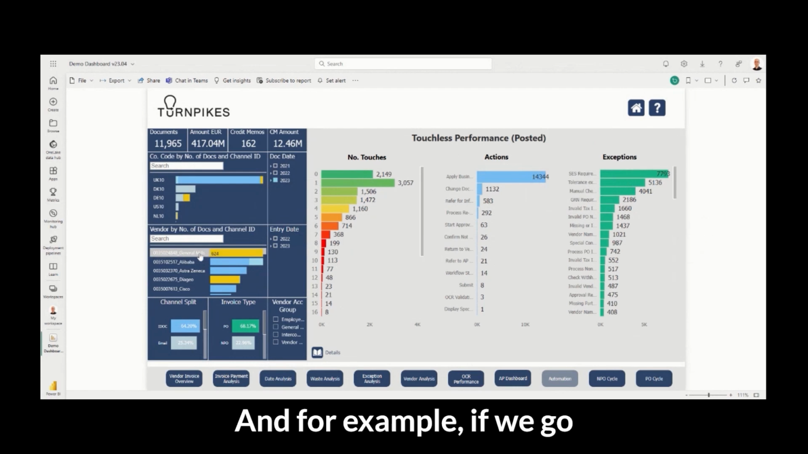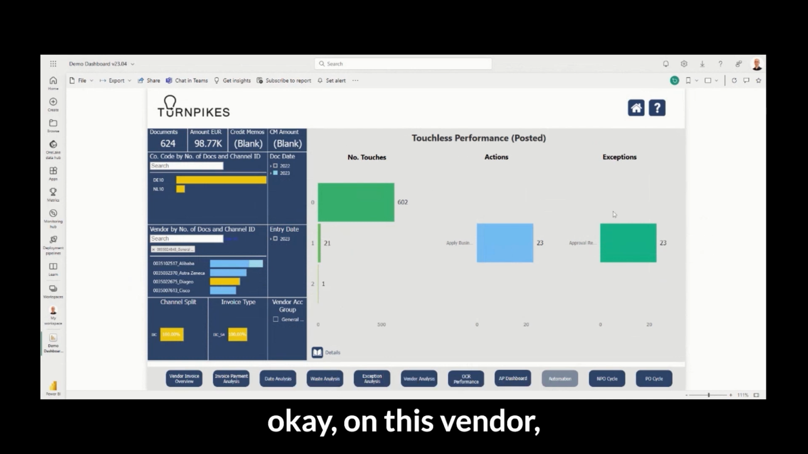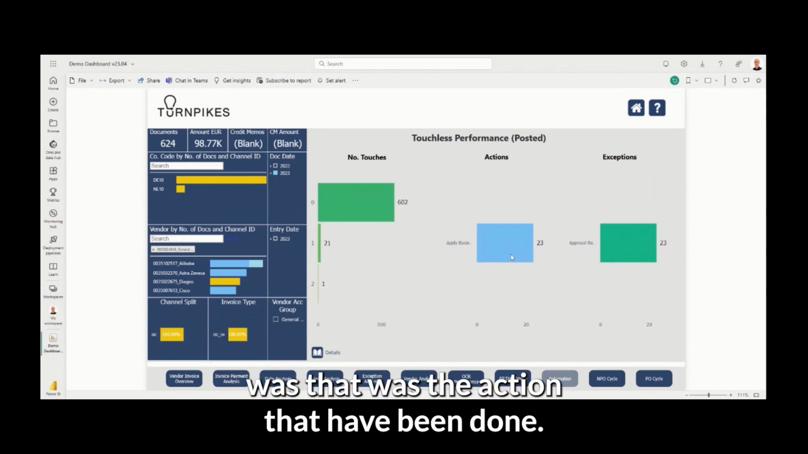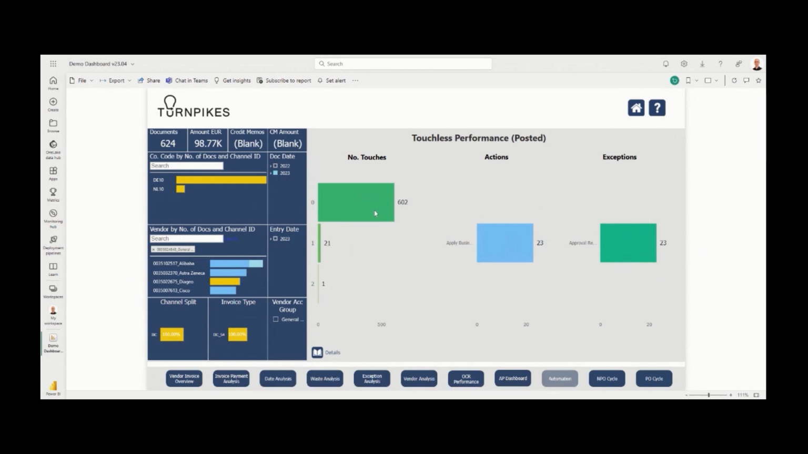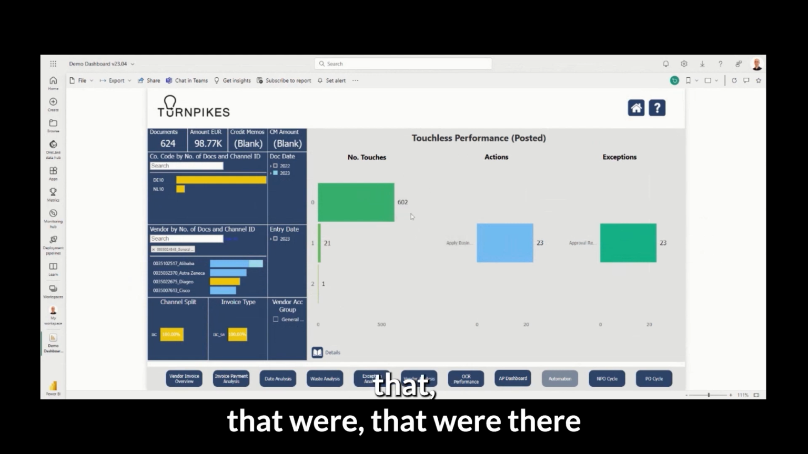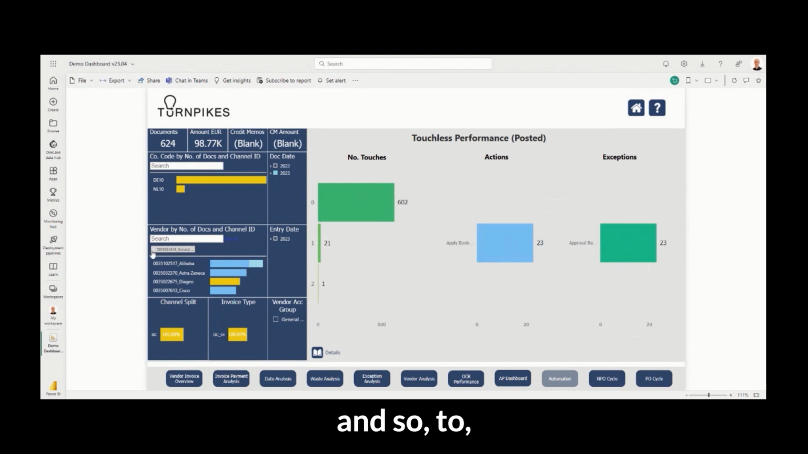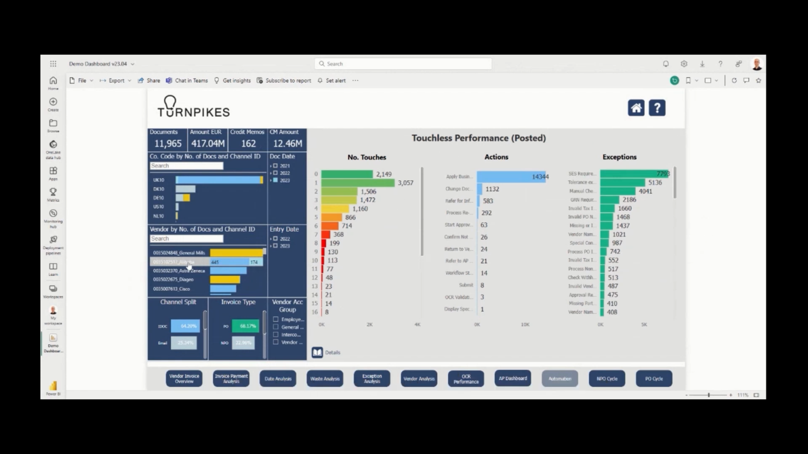And for example, if we select just one vendor to have it easier, we can see that on this vendor we did have approval required for the non-PO, and then applying the business rule was the action that has been done. And we can see that our performance on this vendor is pretty good, because we did not have many touches.